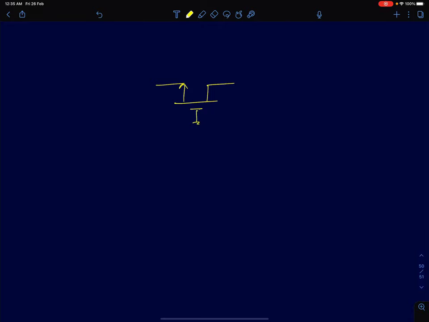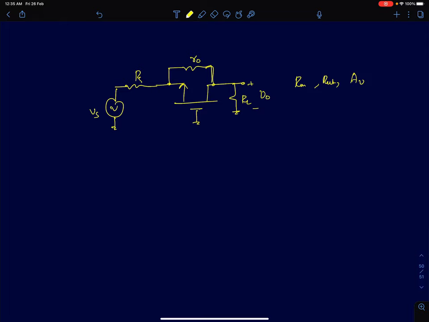Now I'll do some rigorous analysis of the common gate amplifier in the presence of R0, which is why I push the analysis towards the end of the discussion. What will happen to the three parameters: input resistance, output resistance and the voltage gain? We will now analyze this under loaded conditions, with a finite source resistance and a finite load resistance, and we'll derive expressions for voltage gain, input resistance and output resistance with the source resistance and load resistance in place.